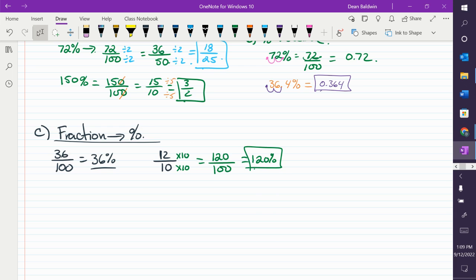So if it's not out of 100, you can quickly just multiply by whatever number top and bottom to make it out of 100. And that gives you your percentage. So what about 1/5? Not out of 100. What do I multiply 5 by to get 100? 20. So if I multiply this by 20, multiply that by 20, that gives me 20 out of 100, which is 20%.